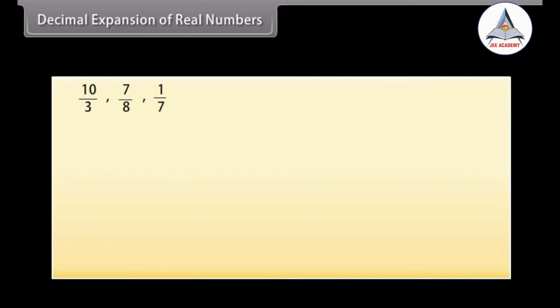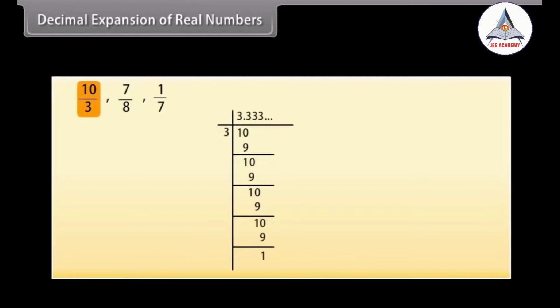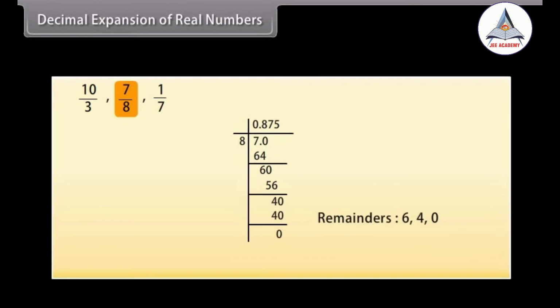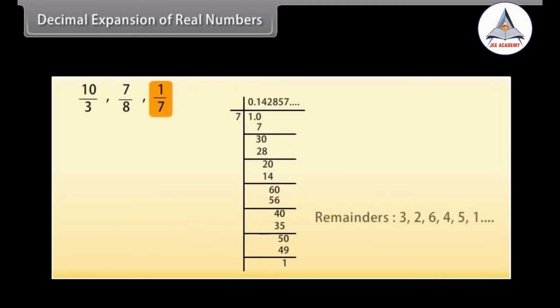Here we can see that on decimal expansion of 10 by 3, we get remainder 1, 1, 1, 1, 1. Similarly, the decimal expansion of 7 by 8 gives remainder 6, 4, 0. And the remainders of 1 by 7 are 3, 2, 6, 4, 5, 1. Decimal expansion of real numbers too.